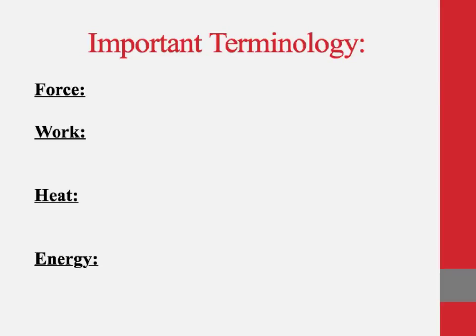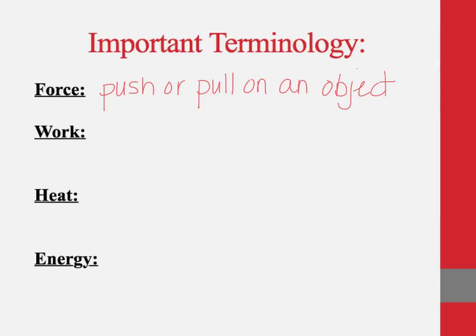The first one is force, and that's your typical physics definition. It's the push or pull on an object. So, for example, our gravitational force. And then we have work. And that is the energy used to cause an object to move against a force.